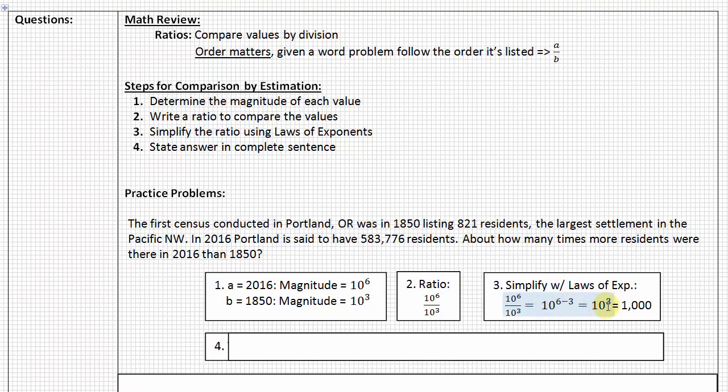And 10 to the 3rd, if we multiply 10 by itself 3 times, 10 times 10 times 10, we're going to get 1,000. So there were about 1,000 times more residents. Step number 4, we could write this out as a sentence. There were about 10 to the 3rd, or 1,000 times more residents in 2016 living in Portland than in 1850.